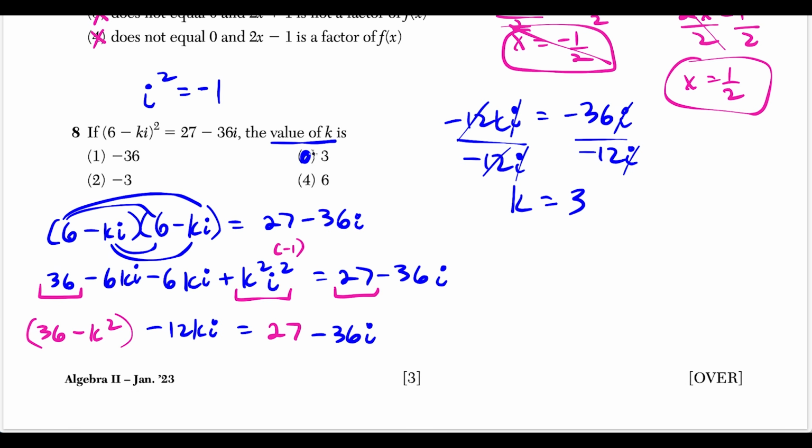So 3 is looking good. And if we plug in k equals 3, watch what happens. We have 36 minus 3 squared, and this is going to give us 36 minus 9, which is 27. And see how the 27 matches what we have over here as well. So that's a really good sign.